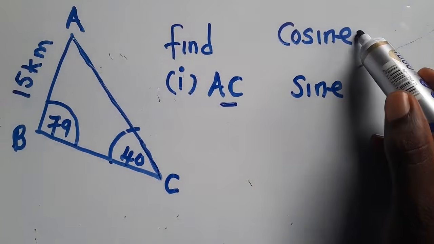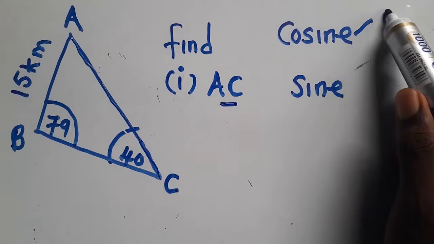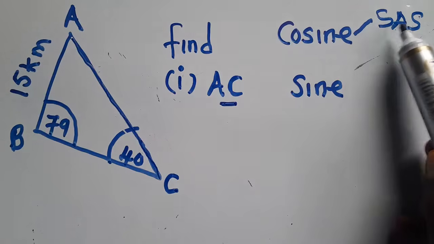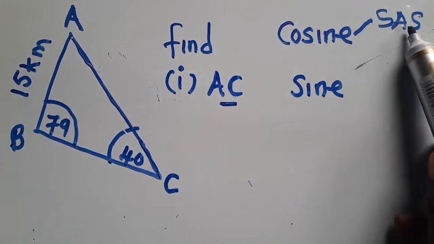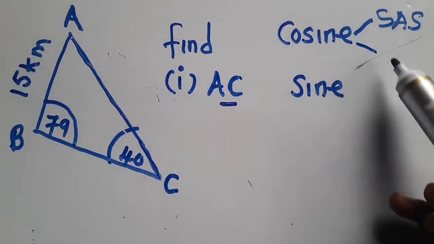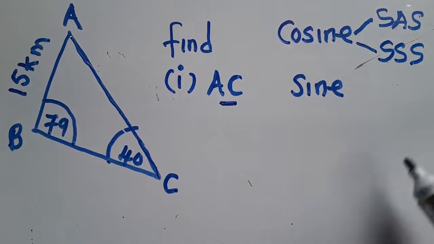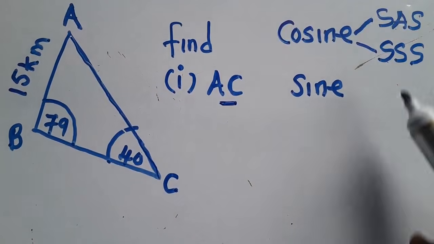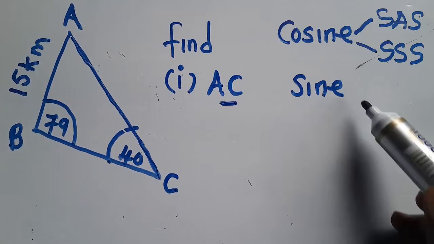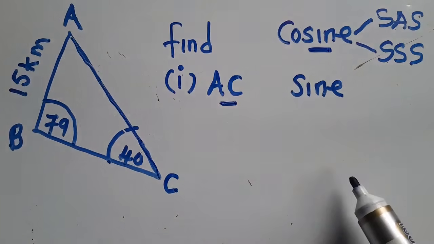Under the cosine law, we use the cosine law when we are given two sides and one angle. In other words, the two sides given should put the angle in the middle. We also use the cosine law when we are given all three sides. So when you are given all three sides, you are supposed to use the cosine law.